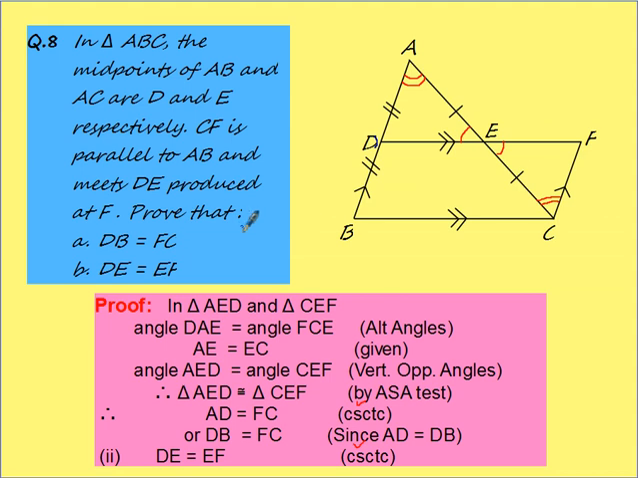Now they are asking to prove that DB is FC. DB, this is your B. So they are asking prove that DB is FC, which means you can say like opposite sides of a parallelogram only. And then they are asking DE is EF.